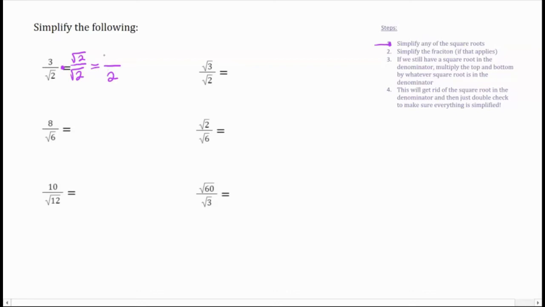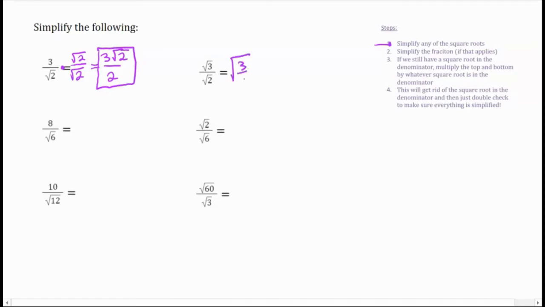Now I multiply 3 times the square root of 2, and make sure that you don't make the mistake of multiplying that number on the outside by the number on the inside. We don't have to do that. We just take 3, multiply it by root 2, and that is our simplified answer. We double check and make sure there's no radical in the denominator. We're good to go.